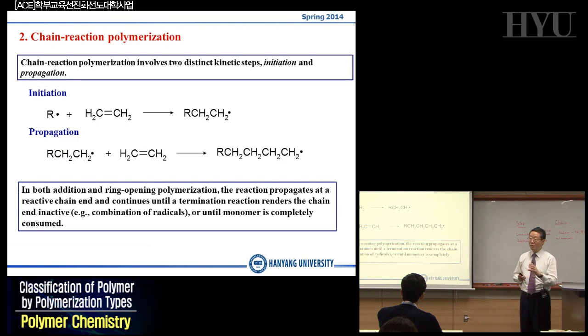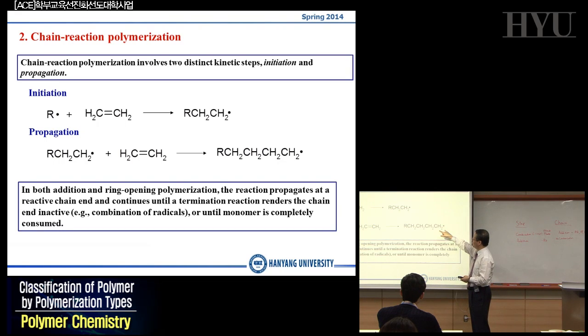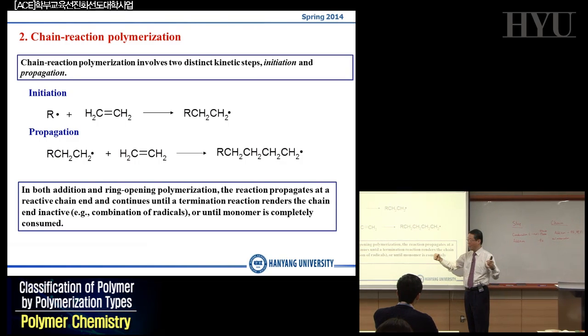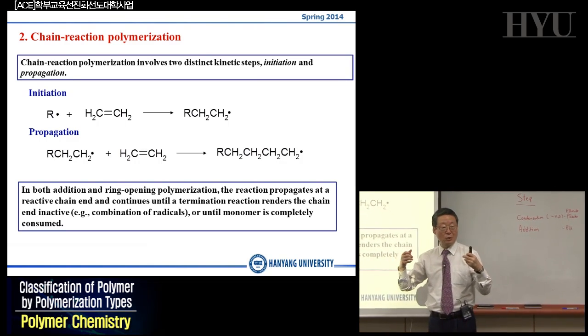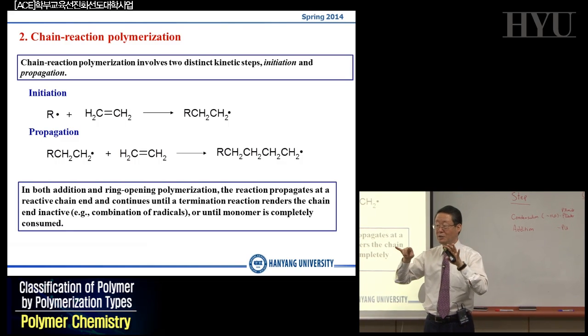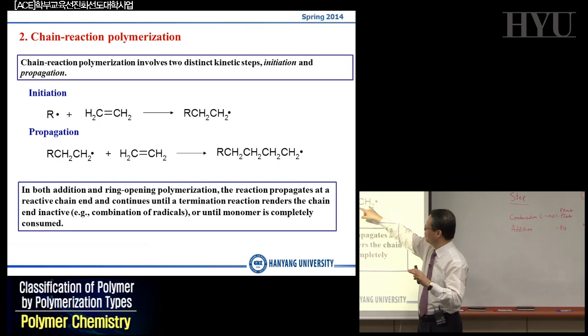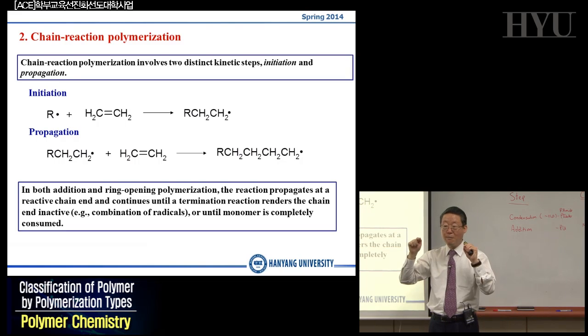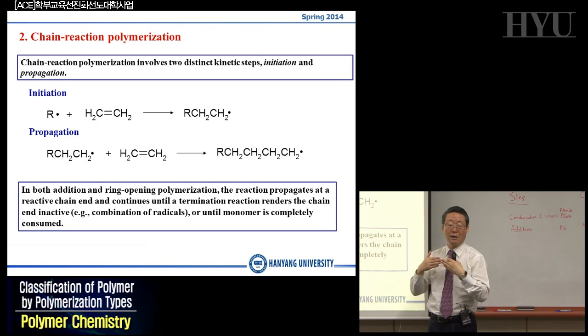However, in the termination step, two growing chains will meet each other to make the final product by combination. This is what we call combination. Combination means that two growing radicals will combine together, so the molecular weight will be doubled. Okay, the molecular weight will be doubled in the case of combination termination reactions.